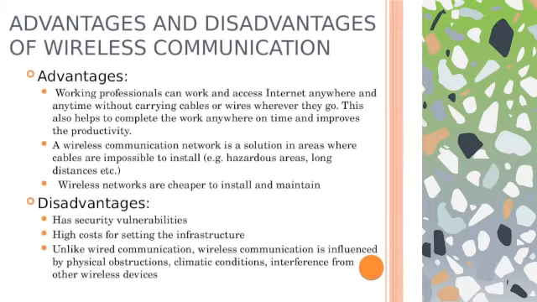It does not need any cables. We are communicating without carrying cables or wires wherever we are going. This also helps to complete the work anywhere at any time and improves productivity. A wireless communication network is a solution in areas where cables are impossible to install. Example, hazardous area, long distance.